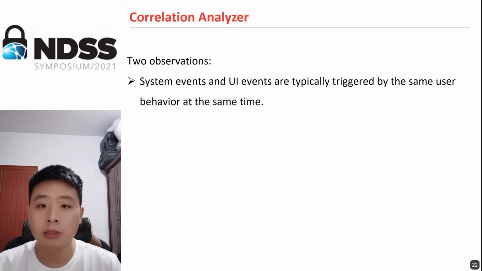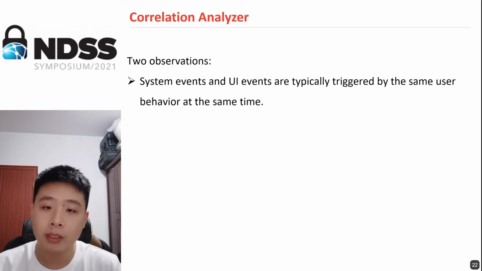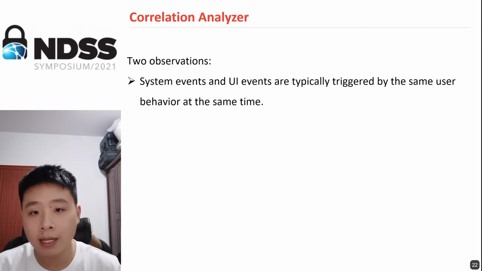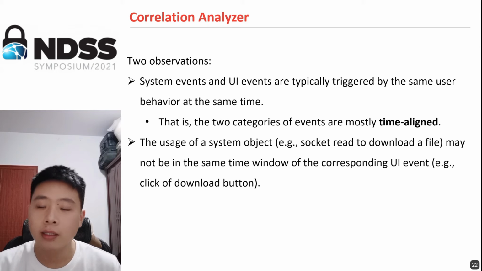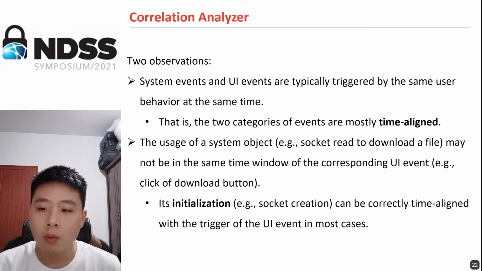We make two observations. First, system events and UI events are typically triggered by the same user behavior at the same time. That means two categories of events are mostly time-aligned. Second, some system events like socket read to download a file in the background may not be in the same time window of the corresponding UI event like the download button click. However, its initialization, like the socket creation, can be correctly time-aligned with the UI event most of the time.